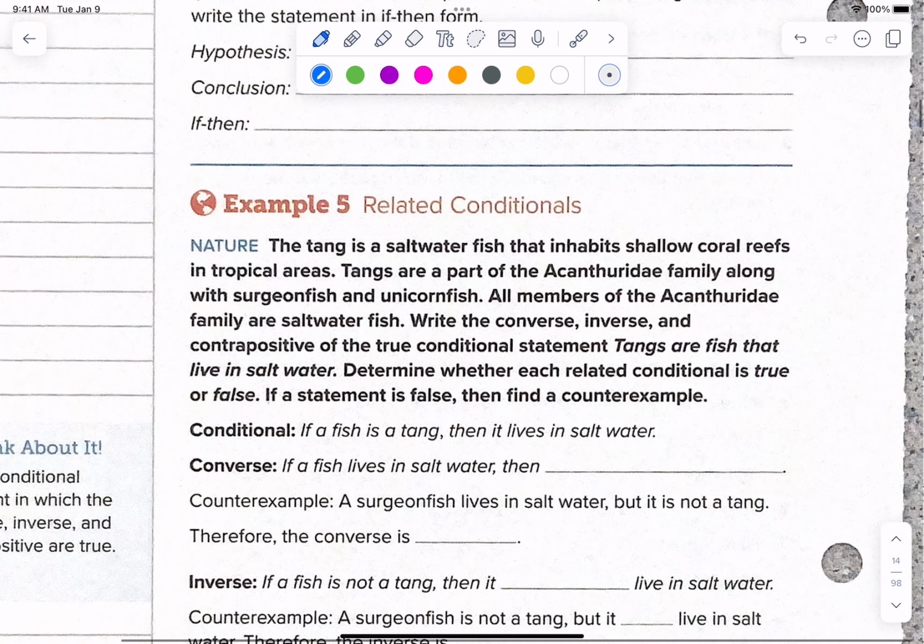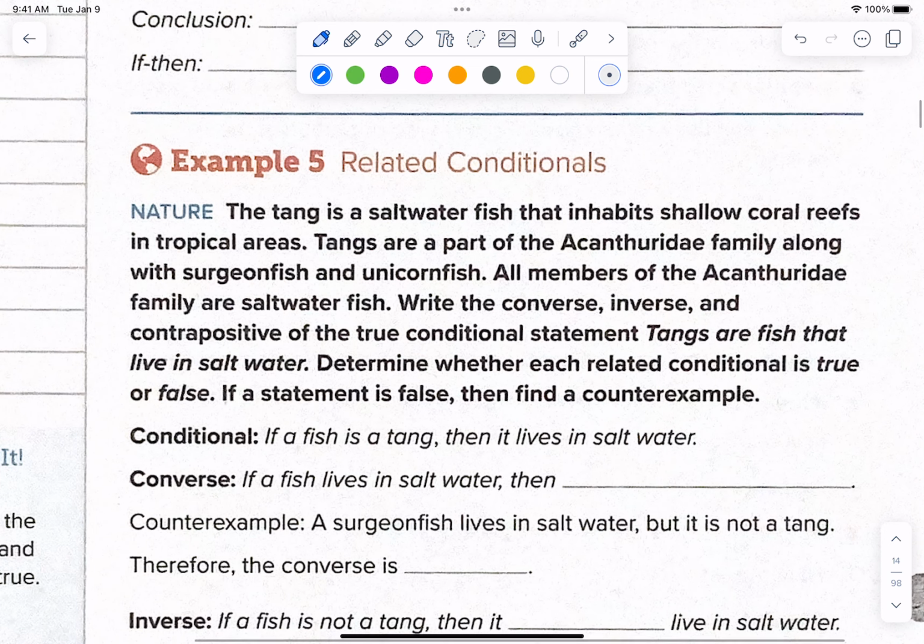All right, let's go to example 5. Okay, we've got some fish stories going on here. There's a long paragraph, so I'm going to read this kind of fast. Okay, are you ready? We're talking about a tang fish. Have you ever heard of a tang fish? Any fishermen in here? I have no idea what a tang is.